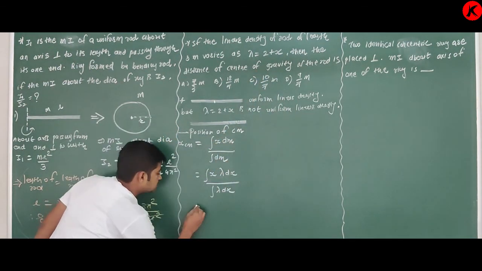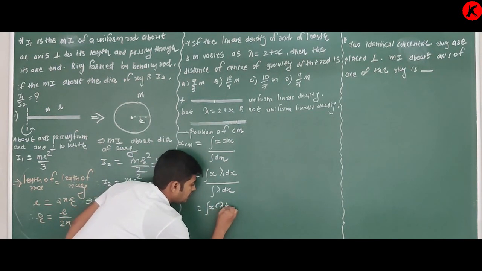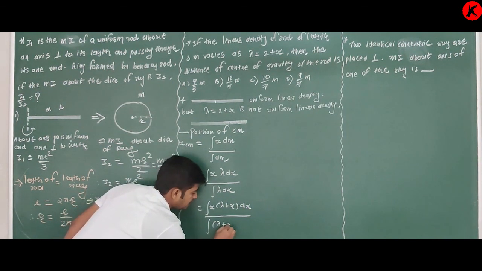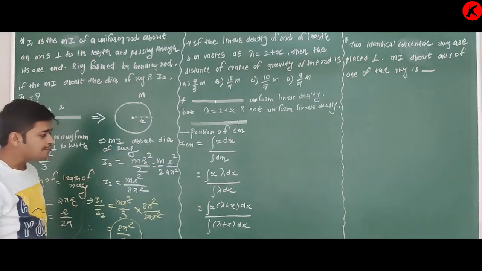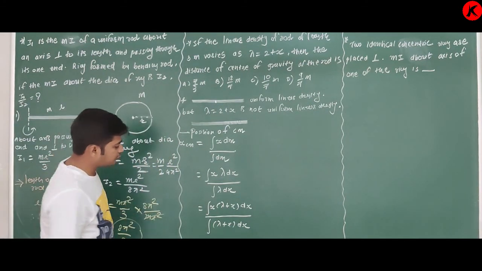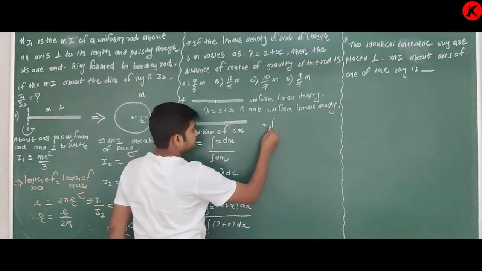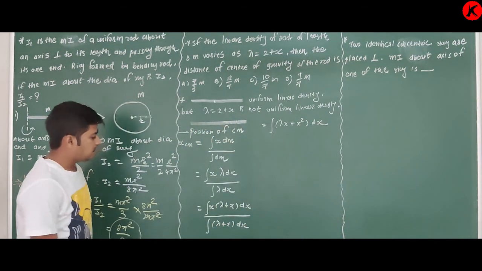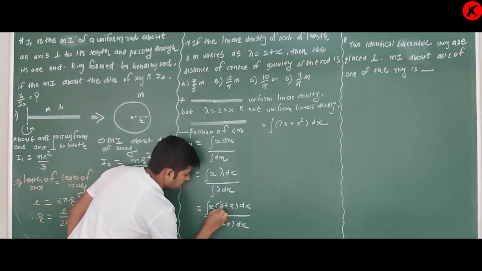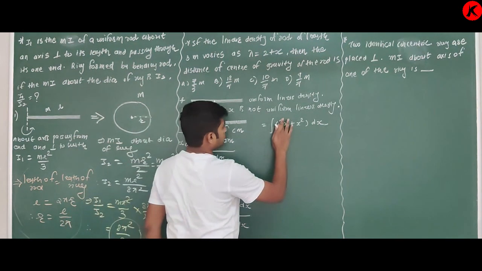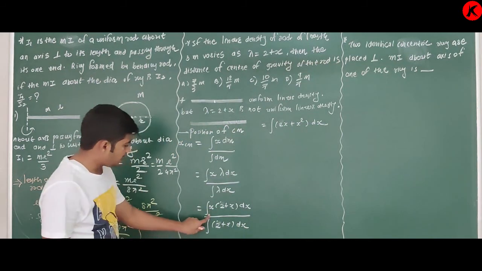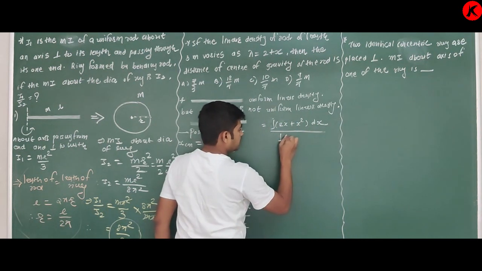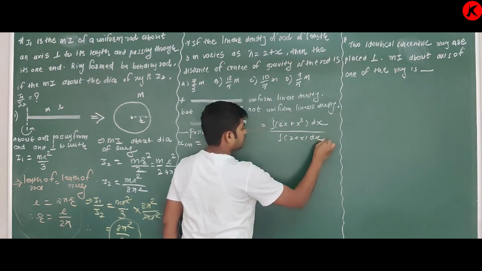So now put the value of lambda. Lambda is 2 plus x. So x cm is equal to integration x times (2 plus x) dx divided by integration (2 plus x) dx. I can simplify this: it is integration of 2x plus x square dx, divided by integration 2 plus x dx.